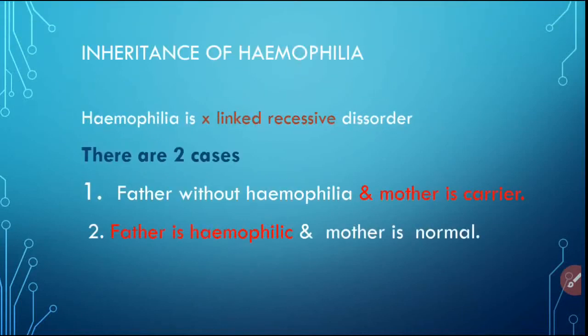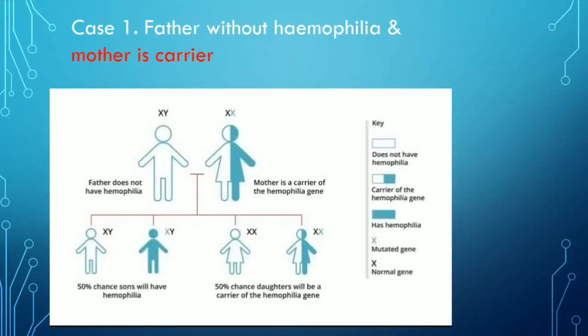Inheritance of hemophilia. Hemophilia is an X-linked recessive disorder. There are two cases. First, father without hemophilia and mother is carrier. And the second case is father is hemophilic and the mother is normal. So let us see the first, the carrier case. Here, the mother is a carrier of the hemophilia gene, but the father is normal or does not have hemophilia.